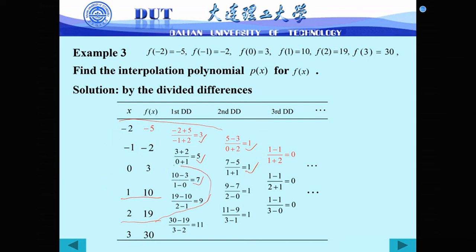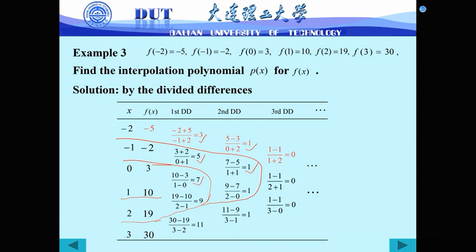And let's consider this term: 9 minus 7 over 2 minus 0, clear? Okay, it is 1, right? And, okay, continue. 1 minus 1, 0, of course. And over 2 minus minus 1. It's okay for you? So it is 2 plus 1. So I hope you can practice to be familiar with the computation, right?